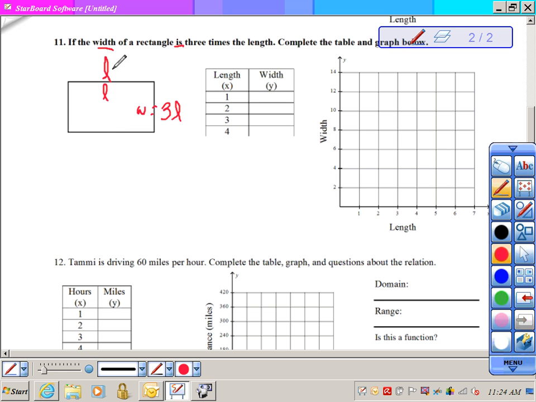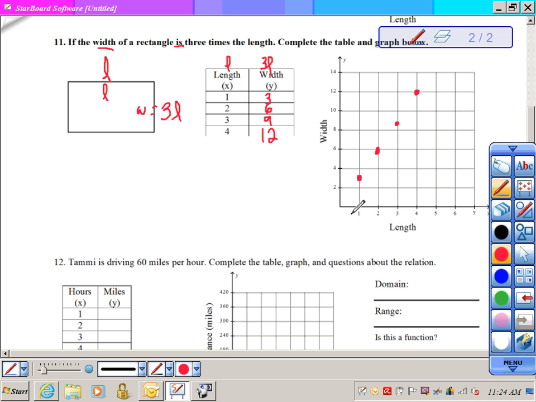If L was 1, width would be 3 times 1, which was 3. If L was 2, 3 times 2 would be 6. And we can write this here. Length was L, width was 3L. 3 times 3 is 9. 3 times 4 would be 12. So let's draw that here. 1, 3, 2, 6, 3, 9, and 4, 12.